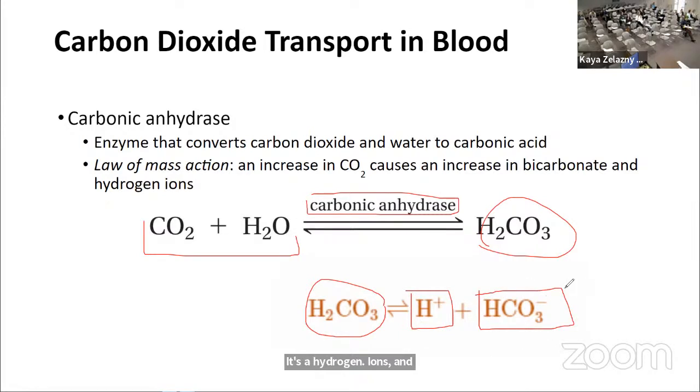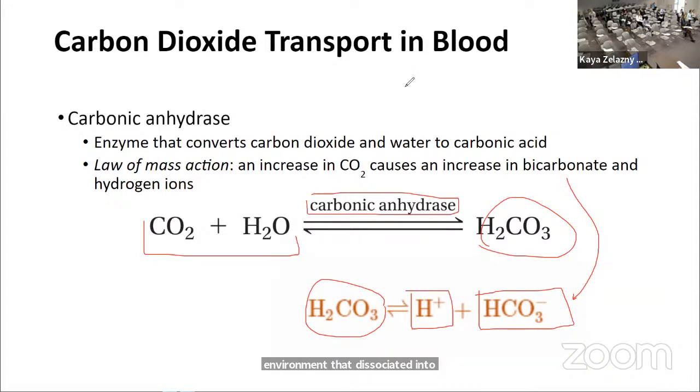So when we saw on that previous chart that we're carrying a bunch of carbon dioxide as bicarbonate, this is how that happened. We took our carbon dioxide, mixed it with water, carbonic anhydrase turned it to carbonic acid. And then because we're in a liquid environment, an aqueous environment, that dissociated into our two ions here.